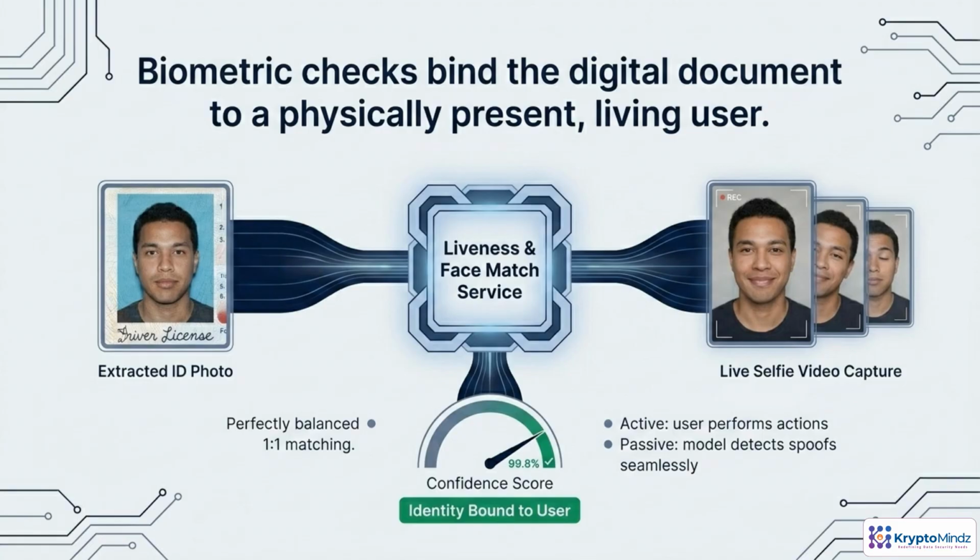Biometrics turn a static ID document into proof of a live, present human. The system extracts the face from the government ID, then compares it to frames from a live selfie stream, while liveness checks look for motion, texture, and challenge responses. When both the match score and liveness score pass policy thresholds, you can safely bind that legal identity to this specific user session and device.